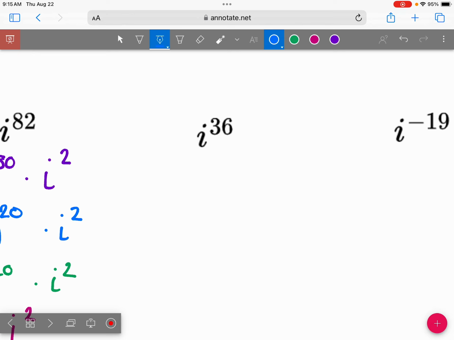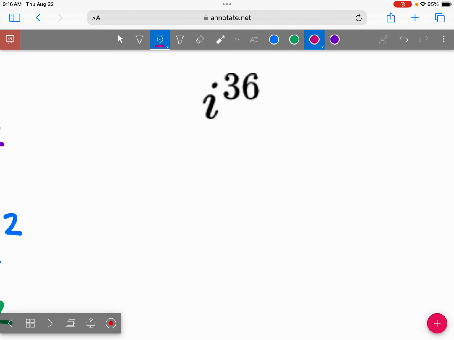So we're looking for something in there that we can divide by 4 so I can get I to the fourth to cancel out. So how about I to the 36th? What can we do with that? 9 and 4. I can rewrite 36 as 9 times 4. So I can write I to the 36th as I to the 4th to the 9th, which is 1.